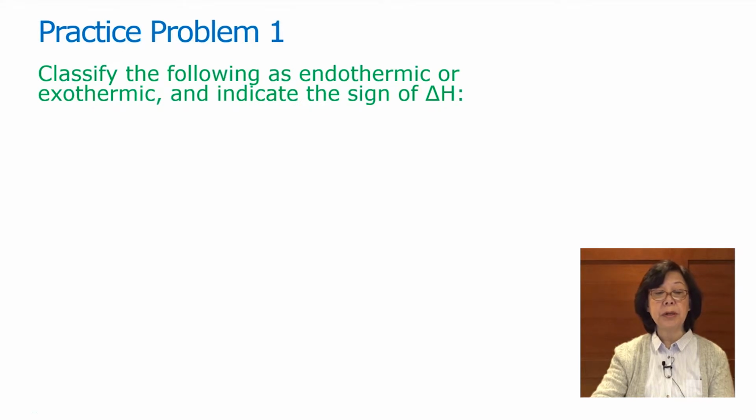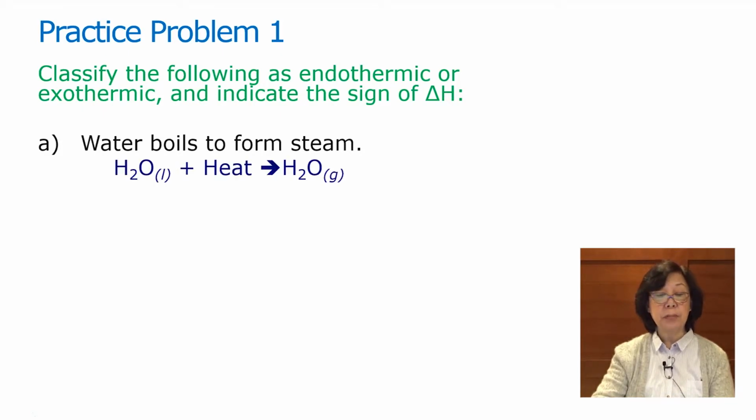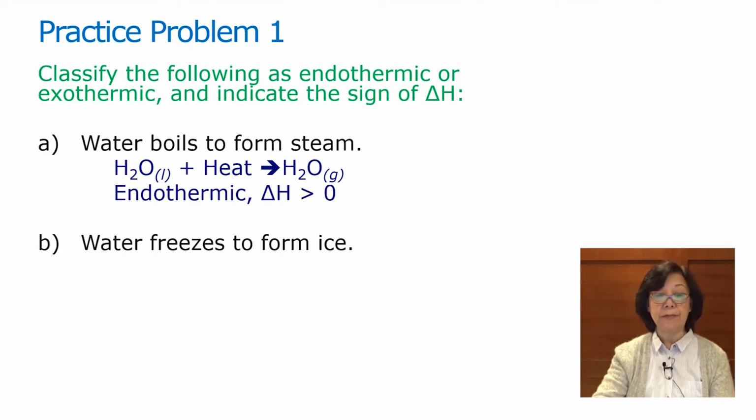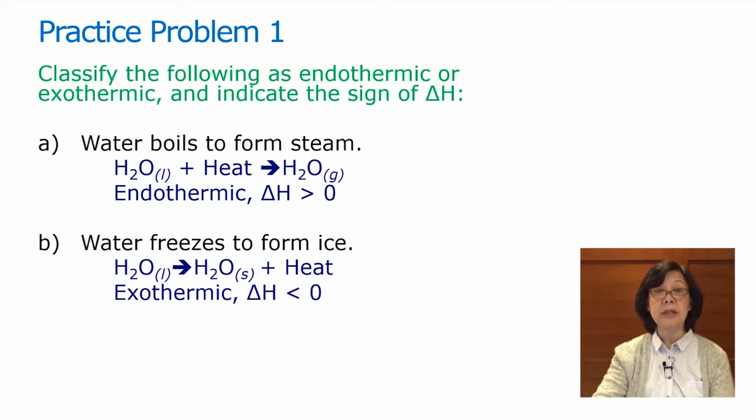Practice problem number 1. Classify the following as endothermic or exothermic. Indicate the sign of delta H. Water boils to form steam. Now we have to add heat to it, so this is endothermic. Delta H is positive. When water freezes to form ice, the liquid to form solid will be releasing heat to the surroundings. This is exothermic.